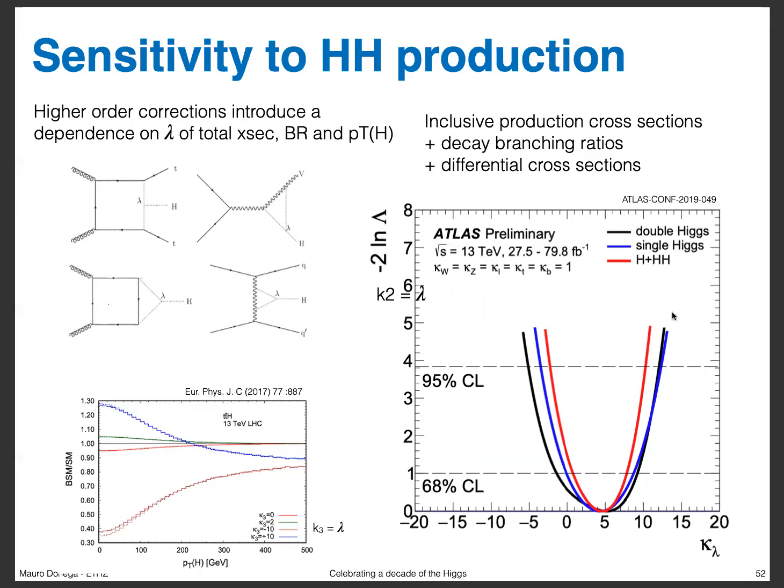And now ATLAS produced this plot where they compare the double Higgs production to the single Higgs production, and then the combination of the two. And you see that the constraints from the single Higgs and the double Higgs are actually not too far away.